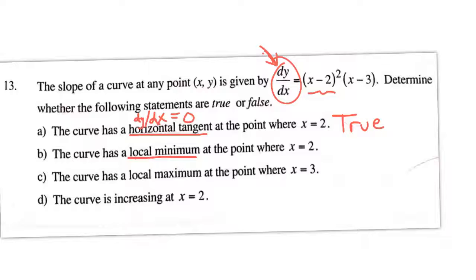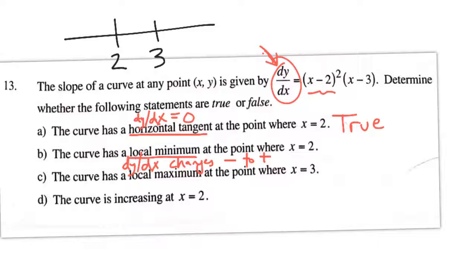Next. Curve has a local minimum. So that's where our derivative, which is dy dx, changes from a negative to a positive. Does that happen at x equals 2? A sign chart's a handy dandy tool to check that. Alright, so I'm going to pick a point. Let's pick 0 as kind of a test point.